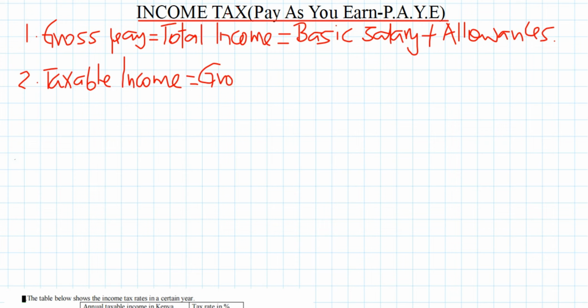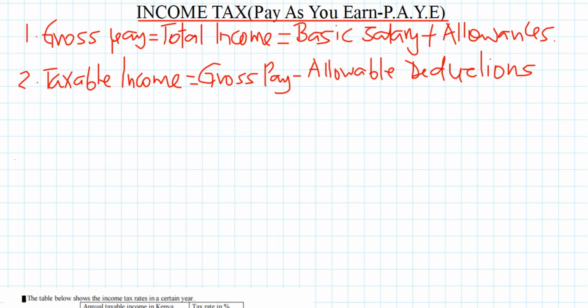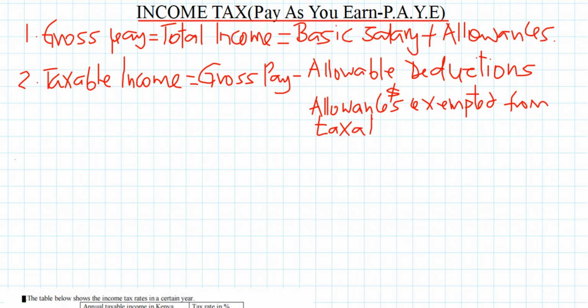So how do we get the taxable income? We get the taxable income by taking the gross pay and taking away all the allowable deductions, and in addition to the allowable deductions, in some cases we shall have allowances that are exempted from taxation. In some cases, an employee is paid some allowances that are not included when it comes to the calculation of tax. So these allowances will not be included in the taxable income. Allowable deductions may include housing levy, the nominal rent paid by an employee, and other specified deductions that in this particular context might be required.